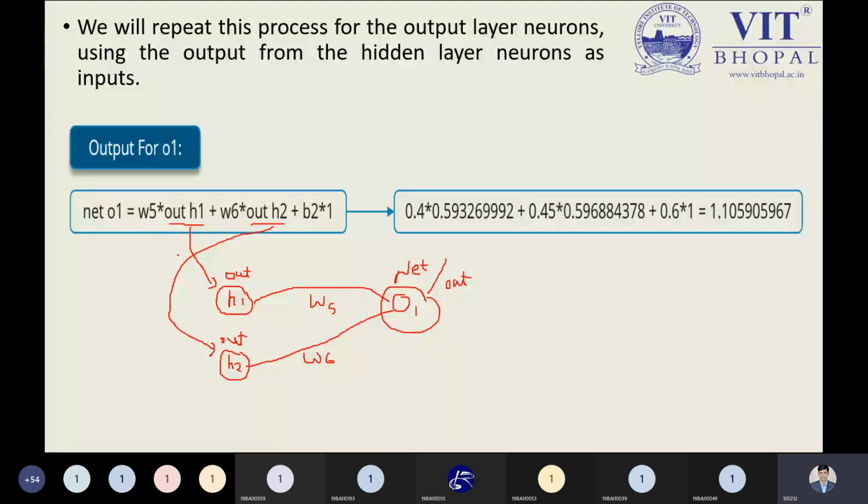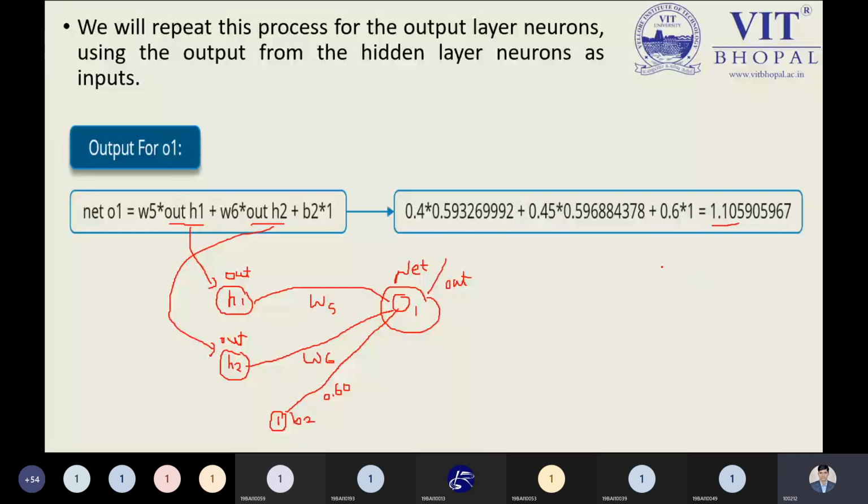Okay, and W5, W6 are already given, so we are getting these values, and ultimately, if you remember the bias, B2 is connected, and we have its value 1, but its weight is defined, that is 0.60. Anything else? We are doing nothing, we are just multiplying. Now we got the answer 1.105.